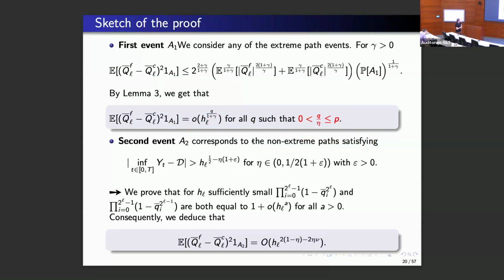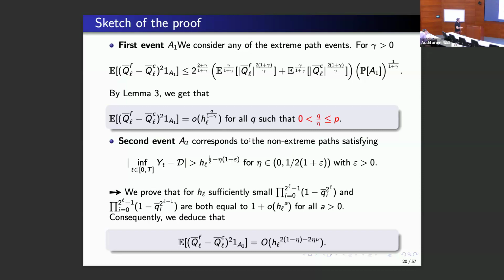The second event, we can manage it. So we are non-extreme, and the non-extreme path, we split it into two small events. The event that the running minimum is far from the boundary, and the second event is, of course, the complementary. This is what was mainly discussed by Mike in his talk this morning. But instead of the infimum, he had ST, since he was interested in digital options rather than barrier options.